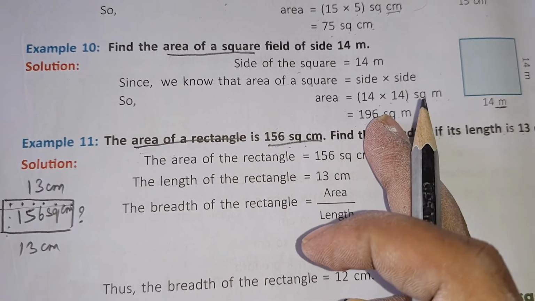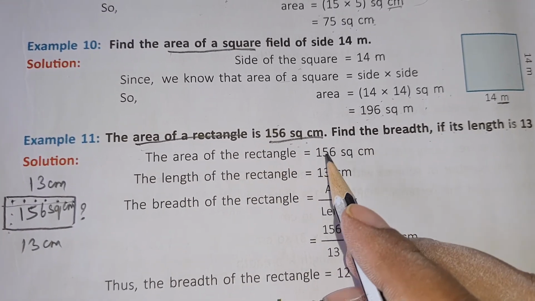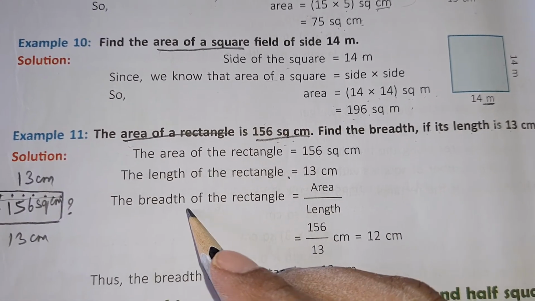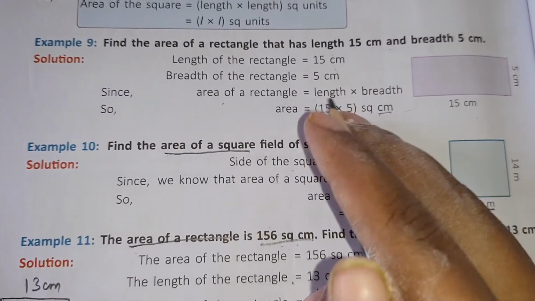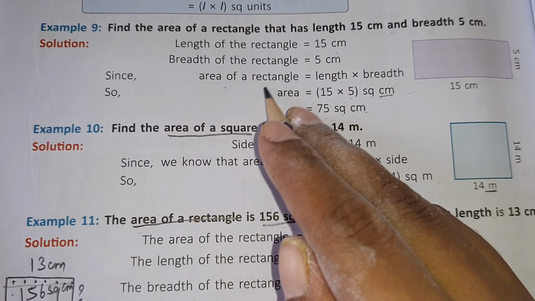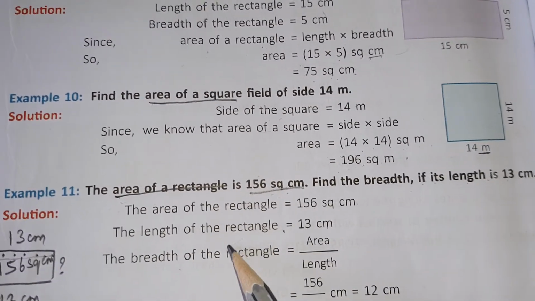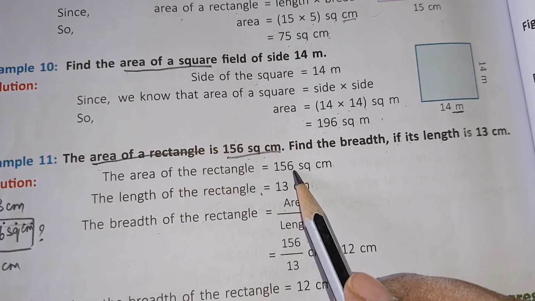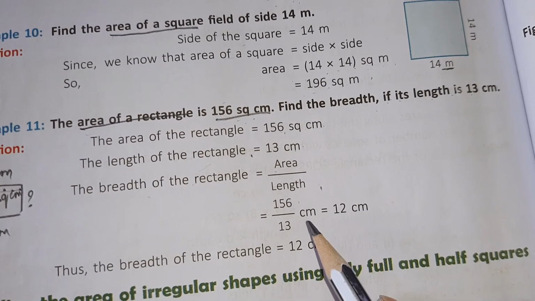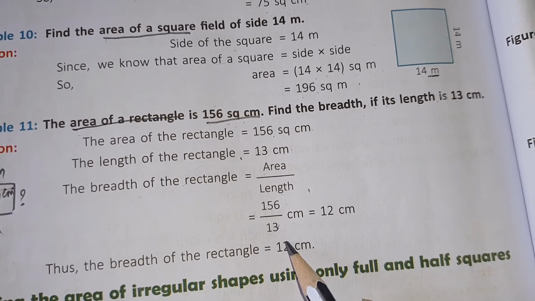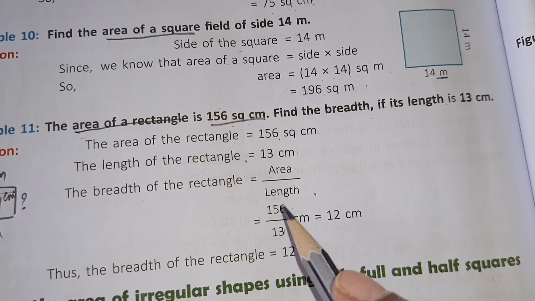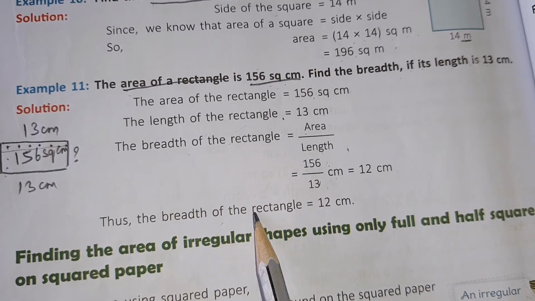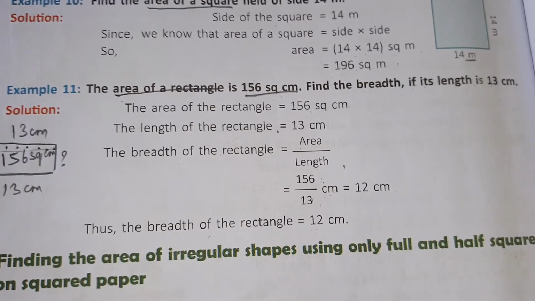here you will first write what has been given. The area of the rectangle is equal to 156 square centimeter. The length of the rectangle is equal to 13 centimeter, and you know the relation. With this formula you can form the other formula, that is, the breadth of the rectangle is equal to area by length. So area we have 156 and length we have 13. You have to find it in centimeter. When you divide it, you will get 12 centimeter. Thus the breadth of the rectangle is equal to 12 centimeters.